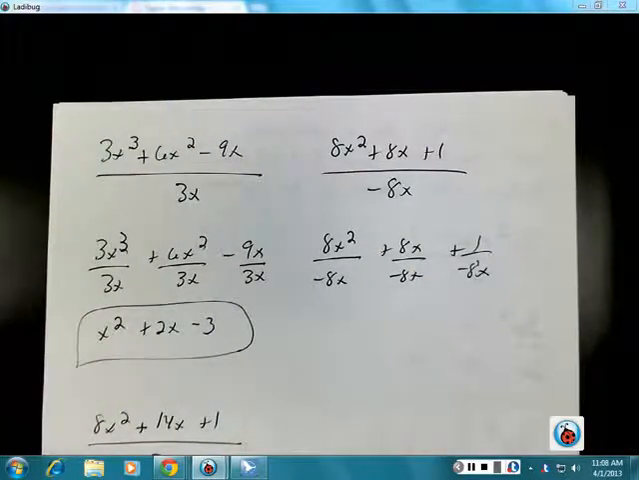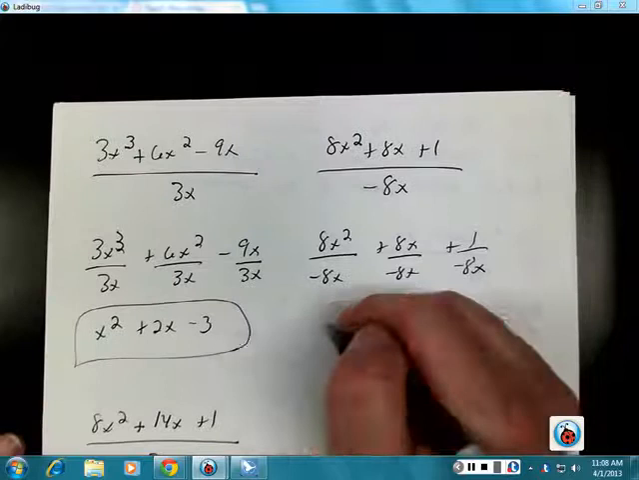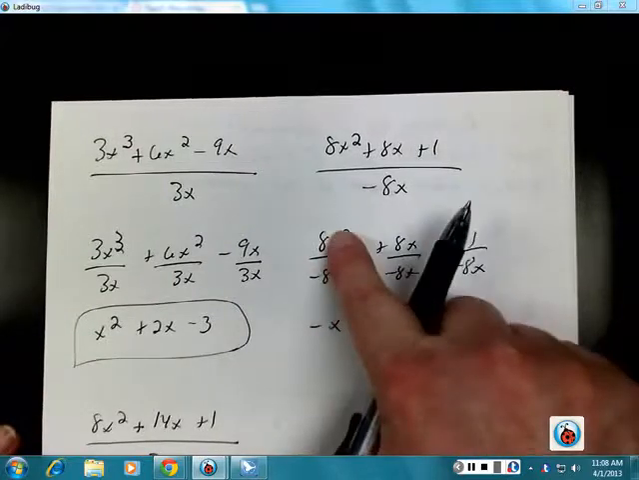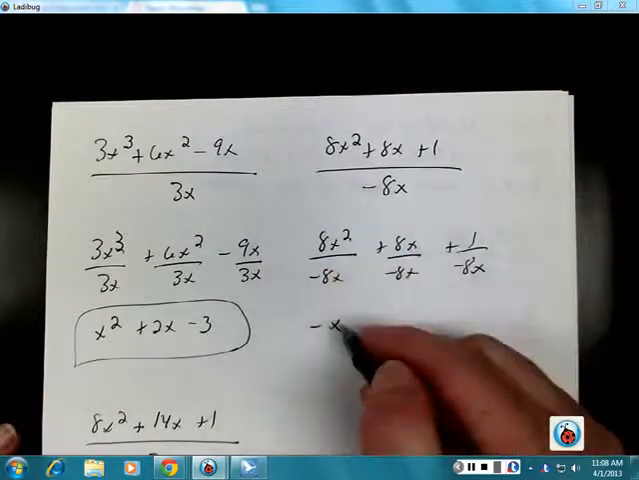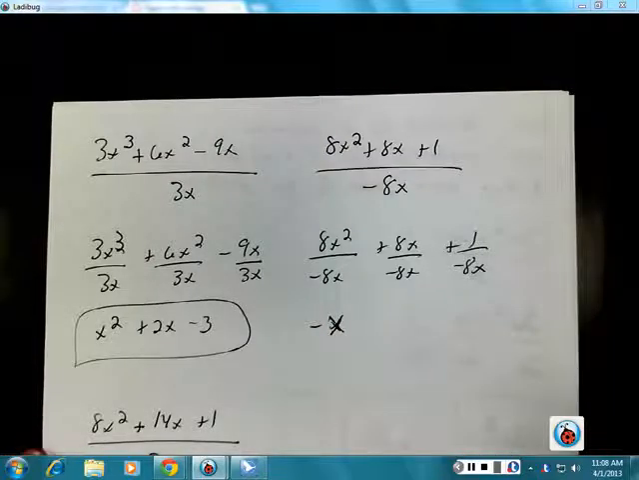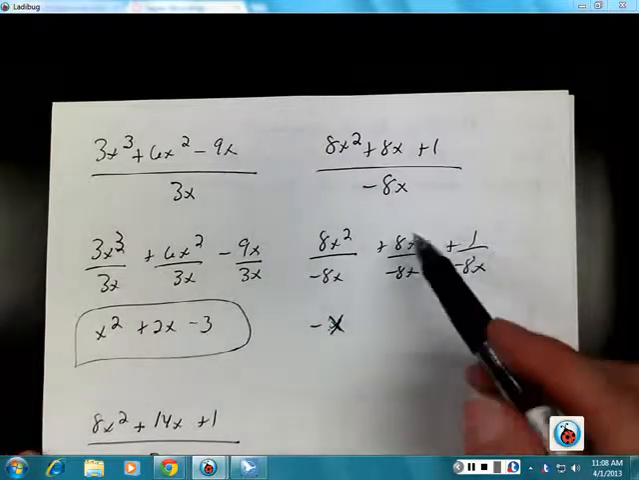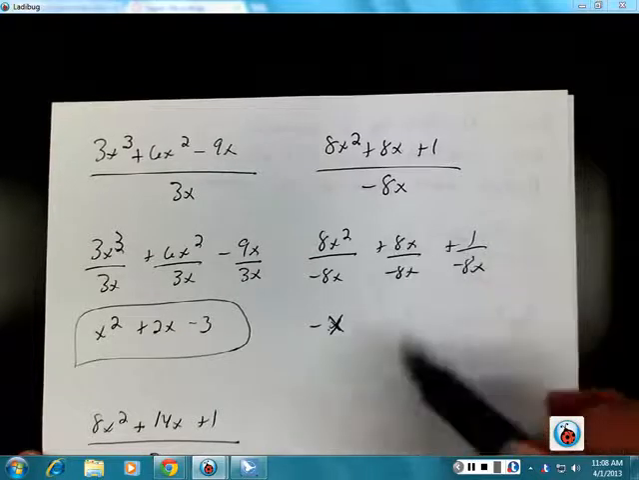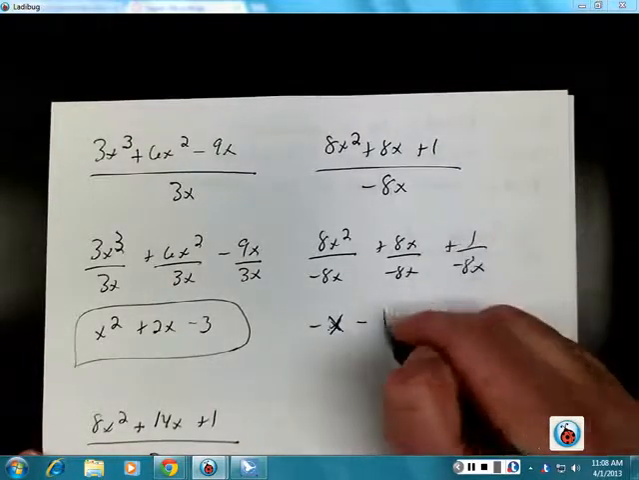And reduce if you can. Does stuff reduce? What kind of x? Yes. Don't forget, when you divide 8 by a negative 8, it still leaves a negative 1 in there. So you have to have a negative out in front. 8 divided by a negative 8 is still a negative 1.